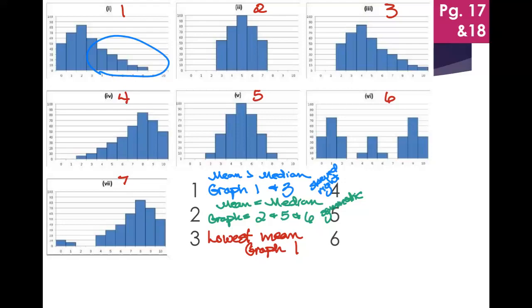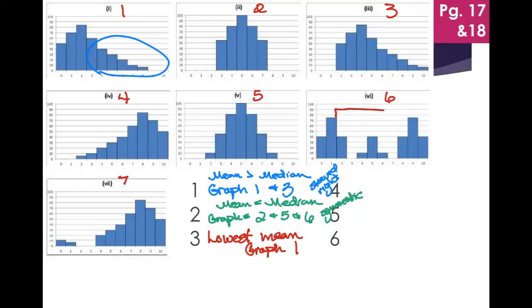Which histogram appears to have the largest mean? So think opposite. 2 is better than 1, definitely. 5. What do you think the mean is for 5? Because it's symmetric, right? What's the mean for graph 5? I think there's one that's higher than 5. 7. 7 looks pretty good. I think there's one better than 7. I heard 6.